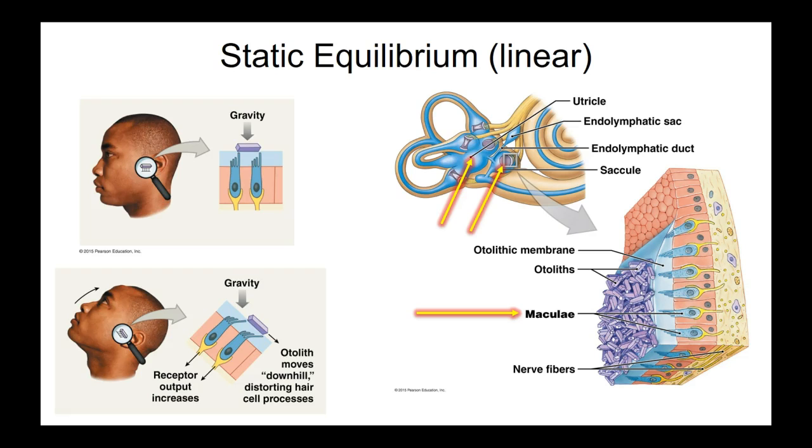All right, so with the static equilibrium, what we have are hair cells that are embedded in what's called the otolithic membrane, and sitting on top of the otolithic membrane are these crystals called otoliths that are made up mostly of calcium carbonate.